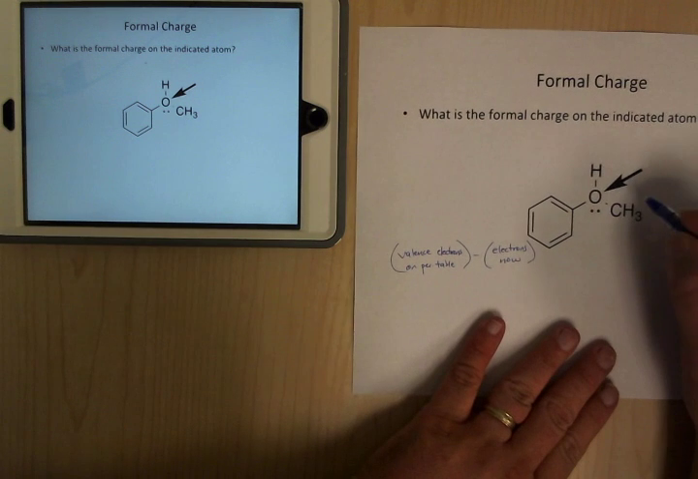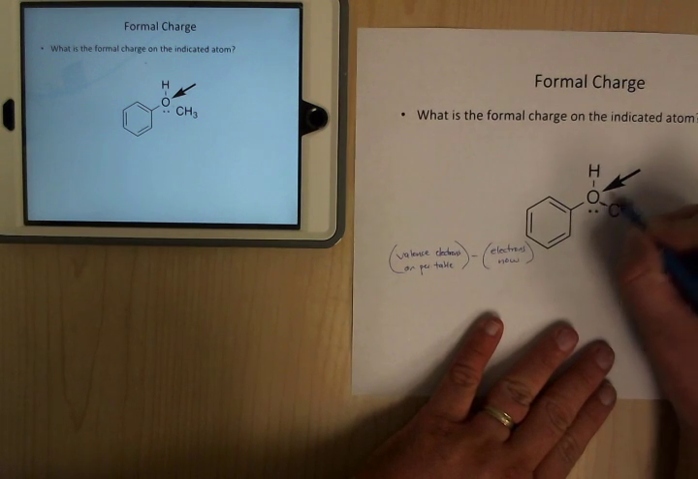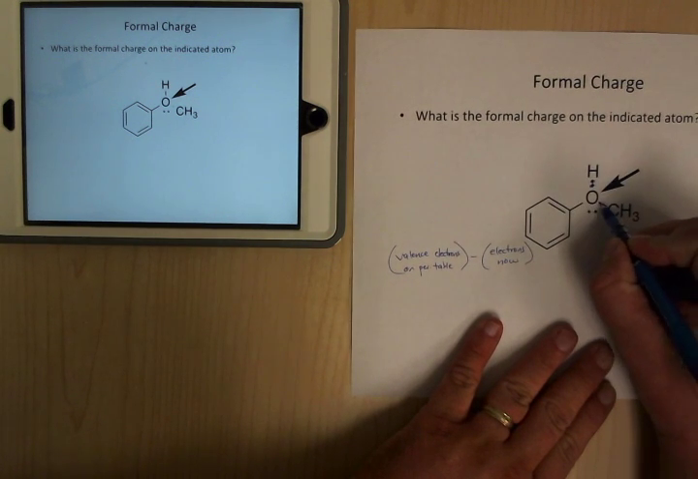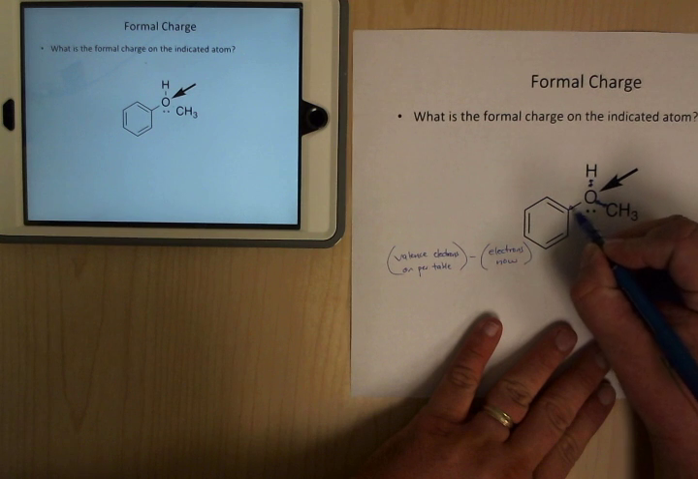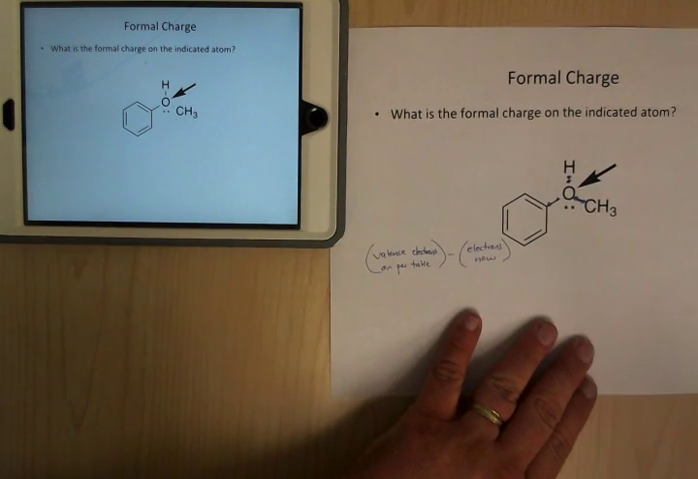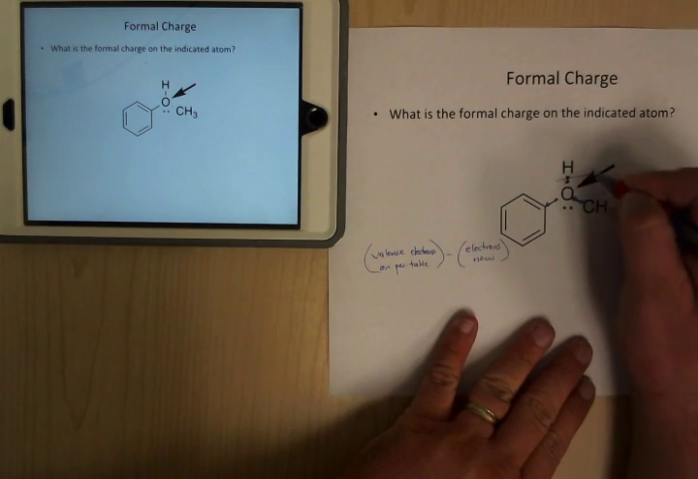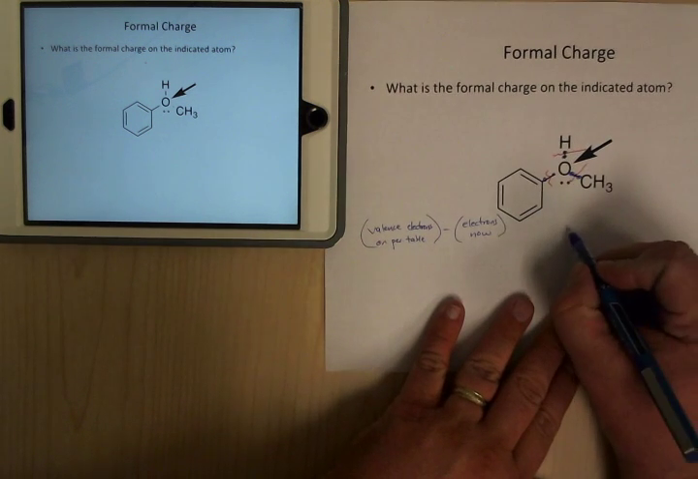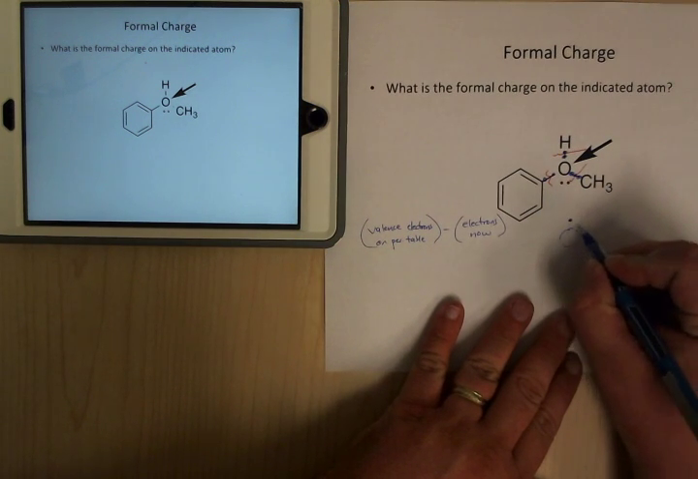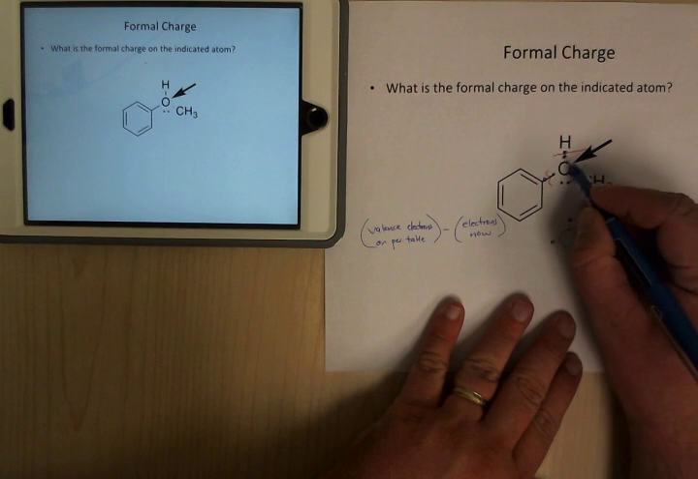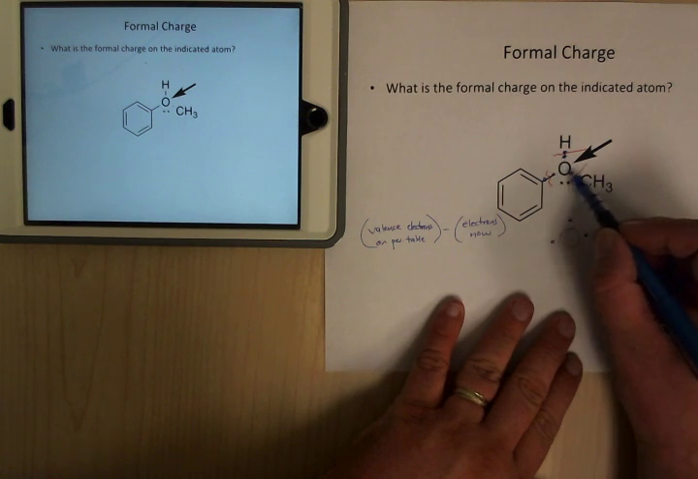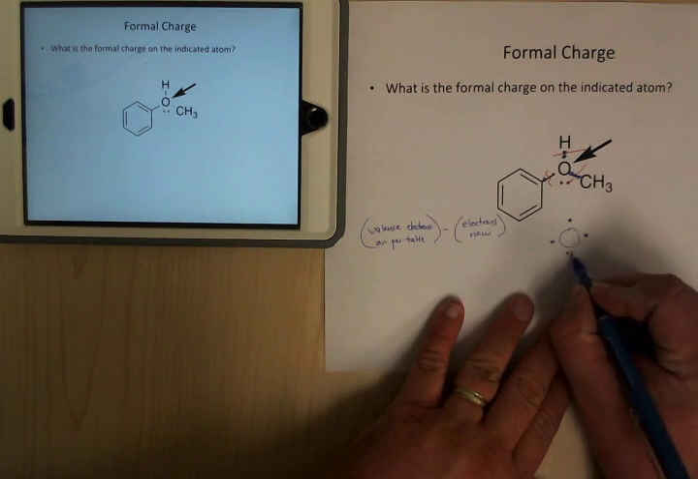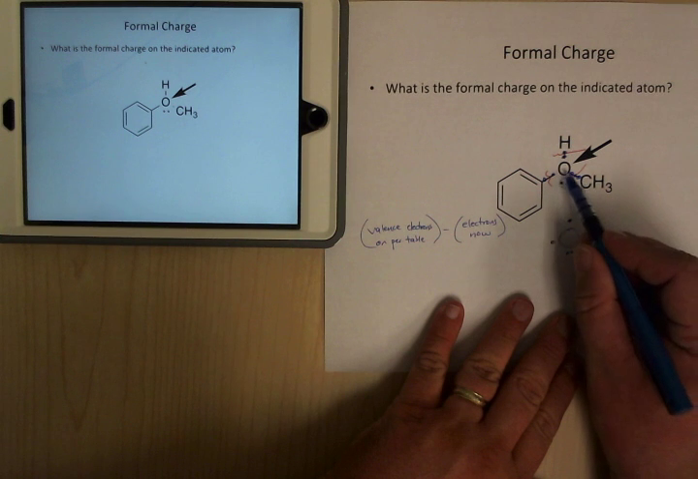Okay, so when you have a bond, remember, each bond is worth 2 electrons. So what we're going to do is slice those bonds in half, and each atom gets 1 of those electrons. So the oxygen atom goes like this: 1 electron, 2 electrons, 3, single. Each one of these bonds contributes 1 electron, and you have this lone pair down here, so this just stays on the oxygen.